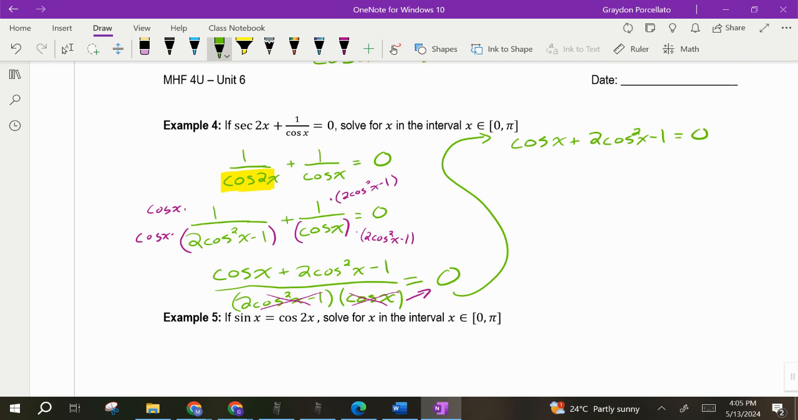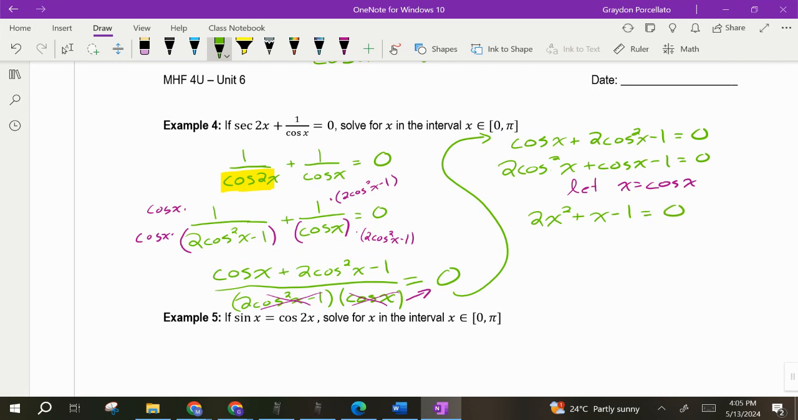Now I'm going to rewrite that. I'm going to change the order. I'm going to go 2 cos squared x plus cos x minus 1 equals 0. And then I'm going to do what I've been doing. I'm going to say let x equal cos x. So we get 2x squared plus x minus 1 equals 0.